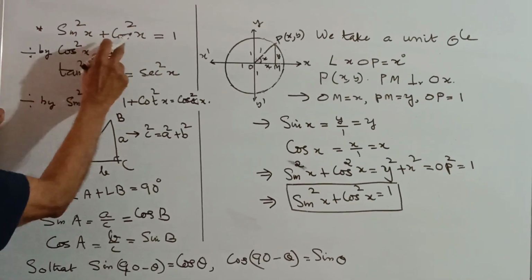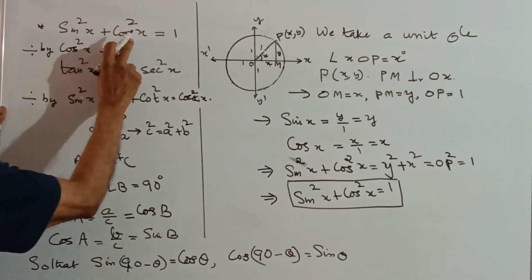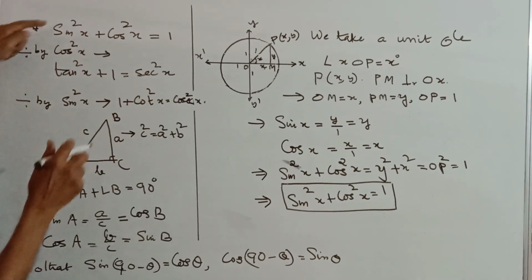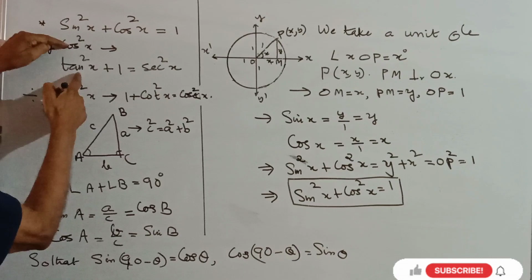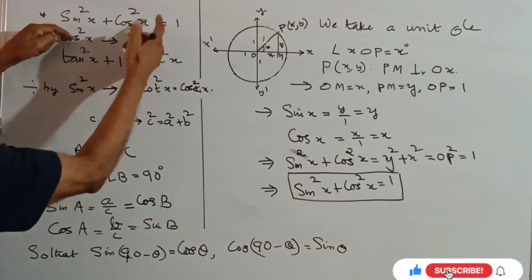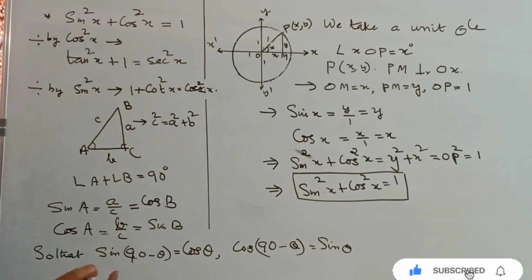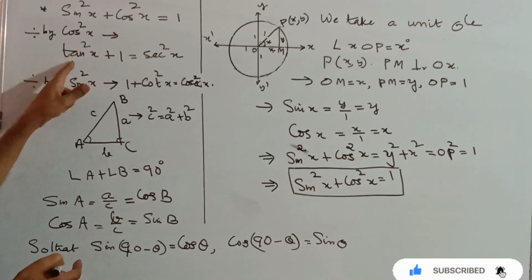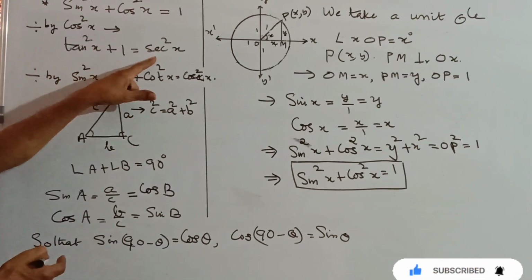If you divide by cos squared x, cos squared x, cos squared x, you get sin squared by cos squared, which is tan squared. Cos squared by cos squared is 1, and 1 by cos squared is secant squared. So the result is 1 plus tan squared x is secant squared x.